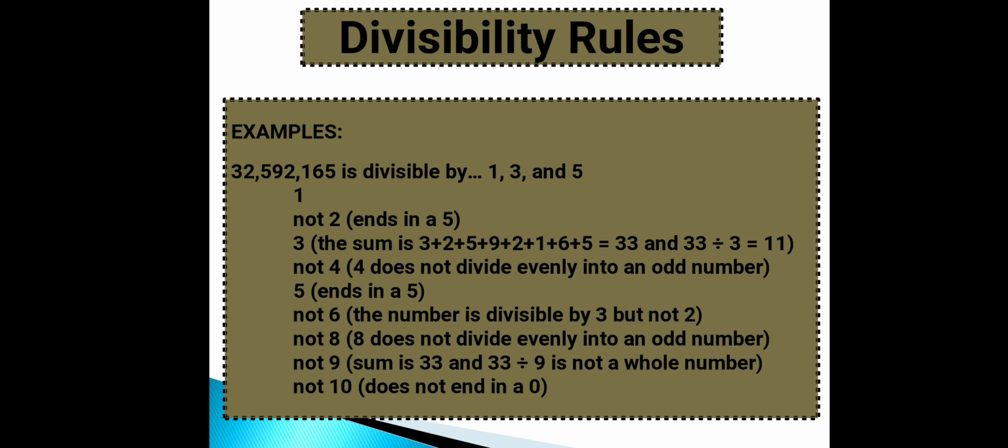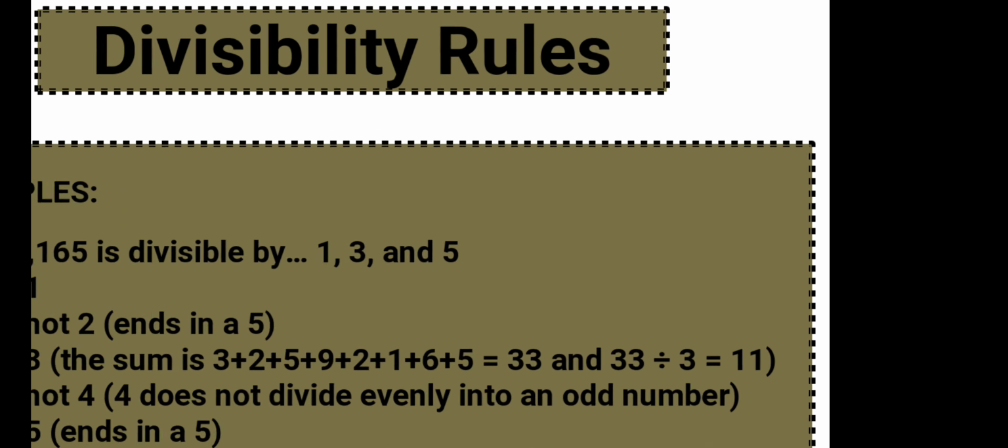It's divisible by 5 because it ends in 5, and any number that ends in 5 is divisible by 5. Not 6 because the number is not divisible by 2. Not 8 because 8 does not divide an odd number, like 4. Not 9 because 33 is not divisible by 9. Not 10 because the number does not end in 0.